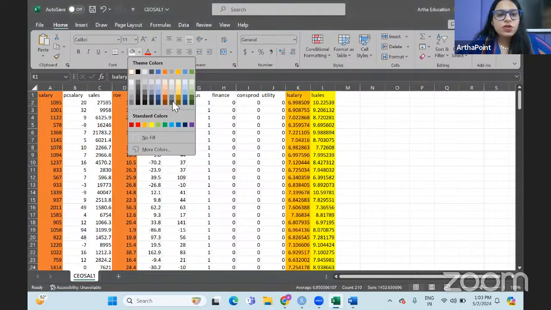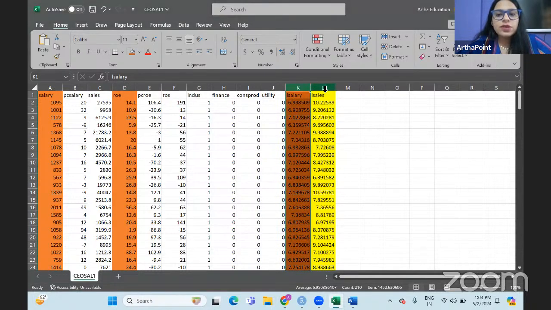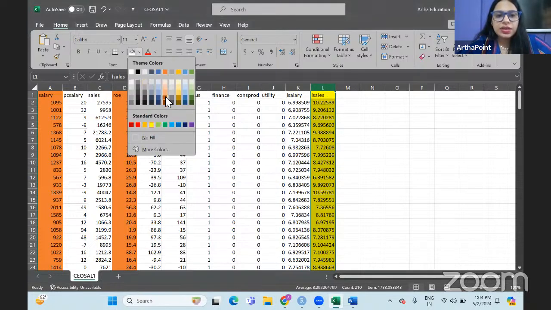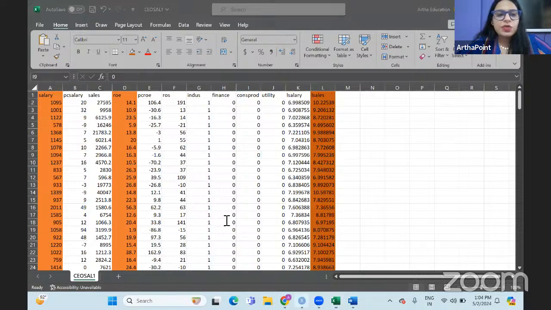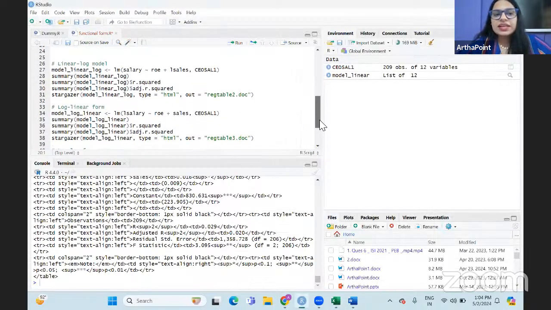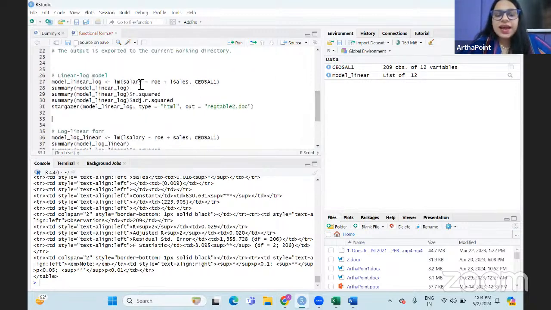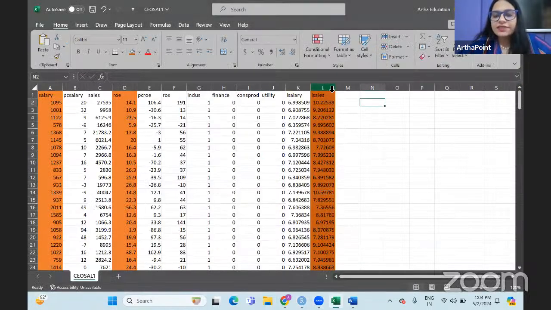We are saying that we want salary as a function of, not log salary. So now the model we will run, we want salary as a function of ROE and log sales. These three things we will have. Let me go to R again. This is called a linear log model. Why is it called a linear log model? Because salary is coming linearly, but sales is coming with log. So which sales figure have I taken? I have taken this last column which says log of sales.